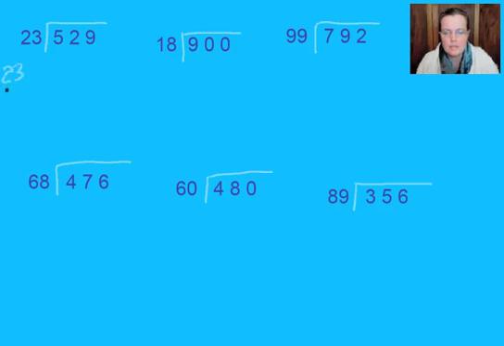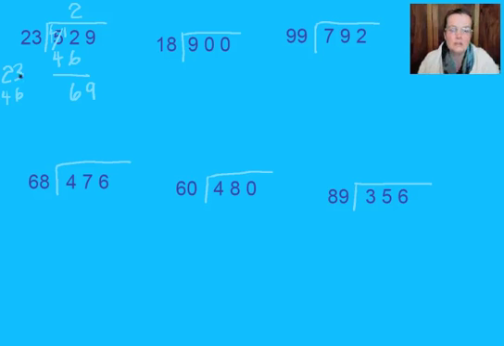23 and 23 would be 46. So that goes in twice, 46. That becomes 4. 12 take away 6 is 6. 4 take away 4 is nothing. Bring down the 9. 23 into 69.